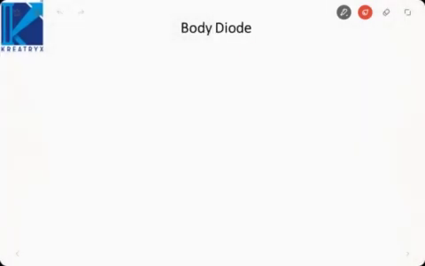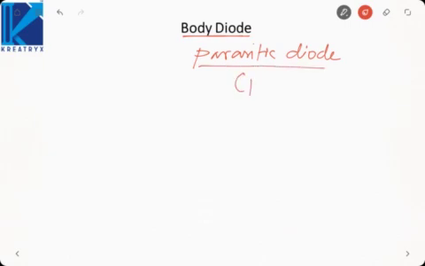Next we consider the characteristics of body diode. Now what is a body diode? It is a parasitic diode in certain devices. Now basically what is a diode? A diode is nothing but a PN junction. So in certain devices a PN junction is formed which will behave as a diode, and it carries current in the opposite direction as compared to the device. So those devices are MOSFET and IGBT. Since it carries current in the opposite direction, it is shown in anti-parallel.